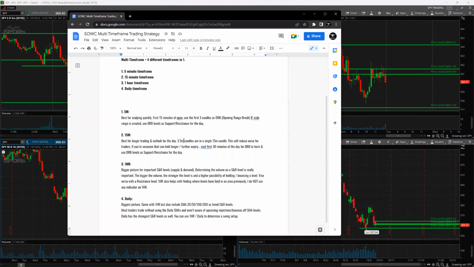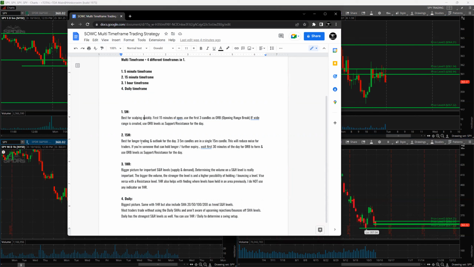As usual, do what you want. Try the 5 minutes. If it does not work for you, go ahead and use the 15 minutes and see what works for you. If you are someone that likes to make multiple trades a day, use the 5 minutes. If you are someone that's trading farther out, can hold longer, use the 15 minutes. But you can also use the 5 minutes and 15 minutes together if you want.